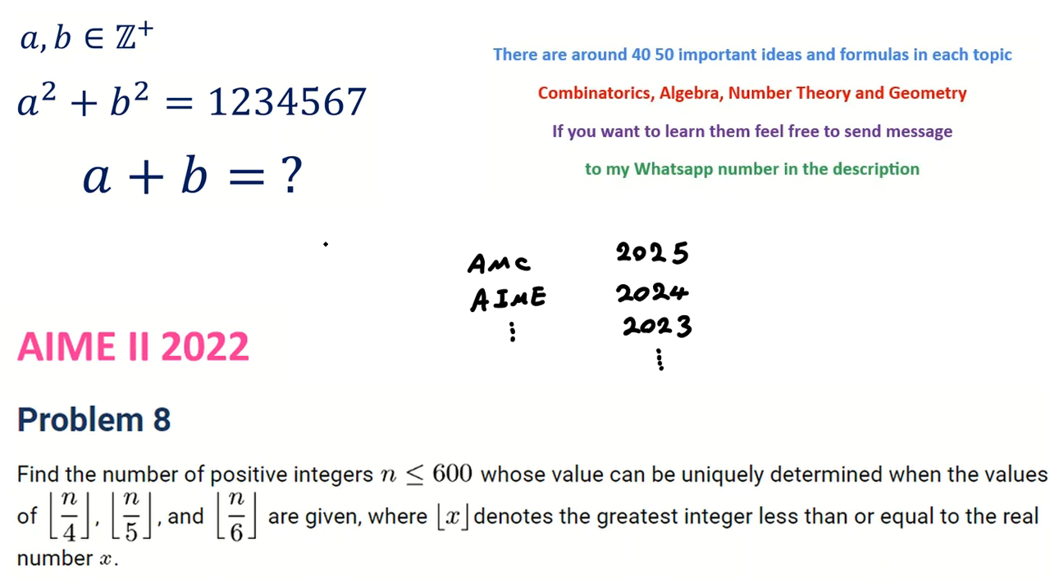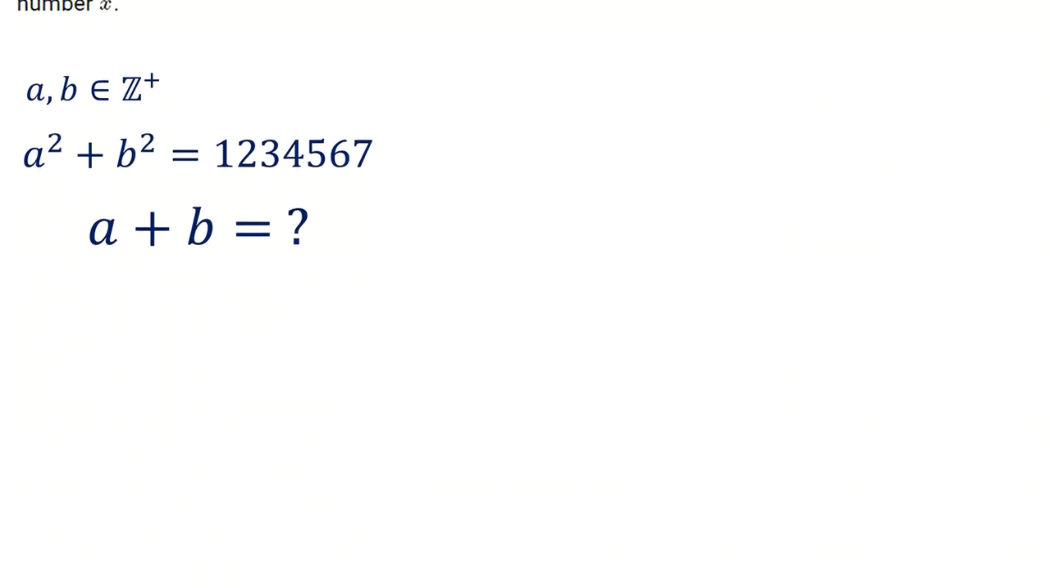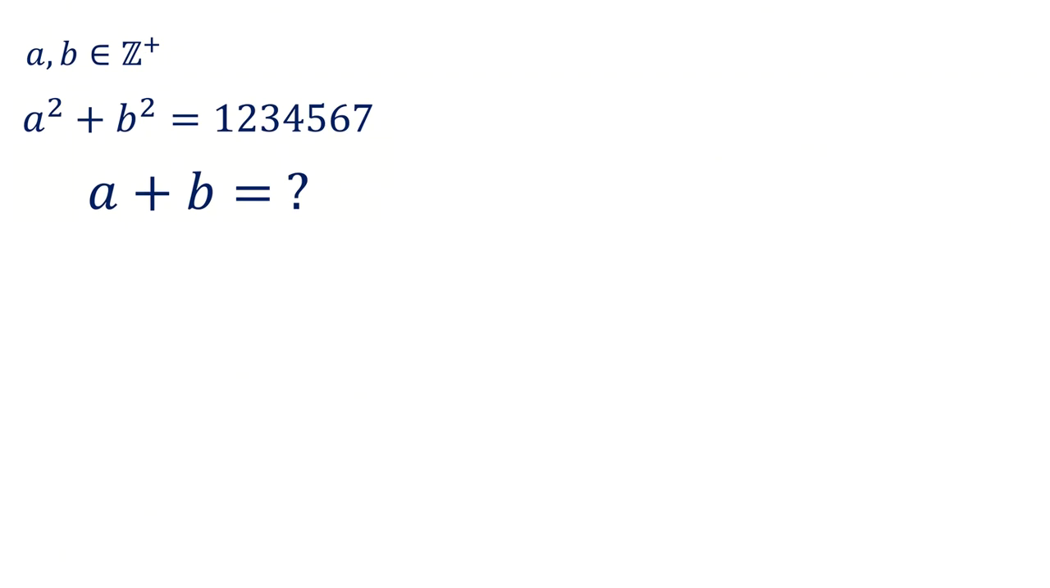Okay, so we want to learn different ideas in number theory. Let's try this one first. Here we have a squared plus b squared. So when you have a squared and something like this, one way, idea one, is considering the modular remainder. And remainder of what number, or mod what, is useful here?